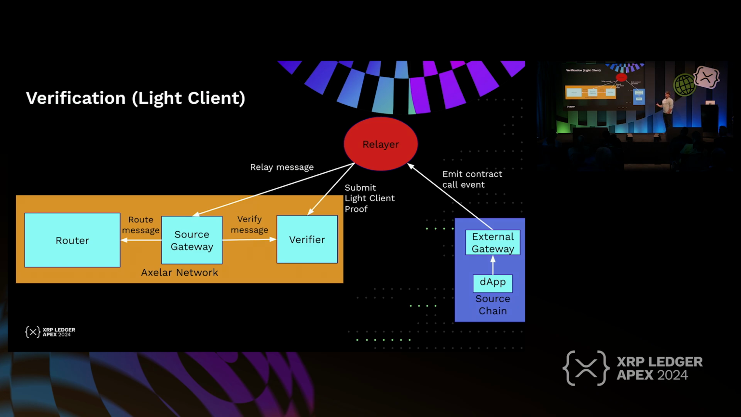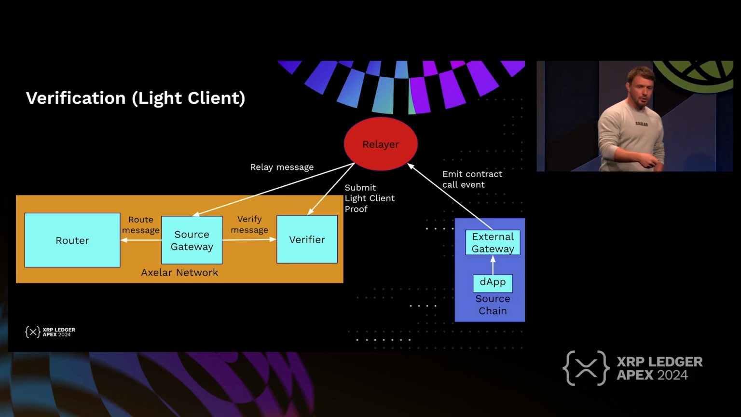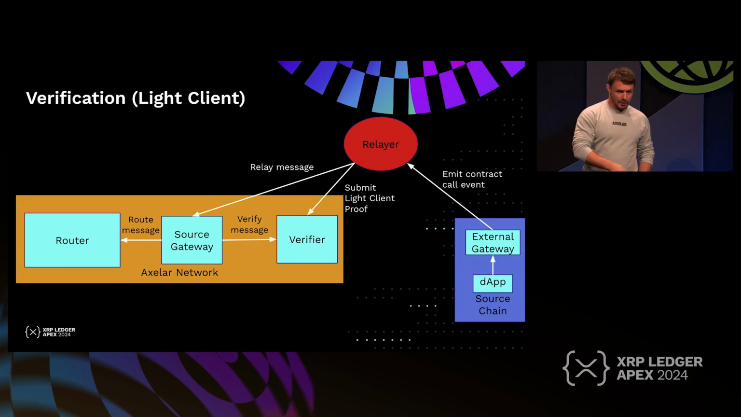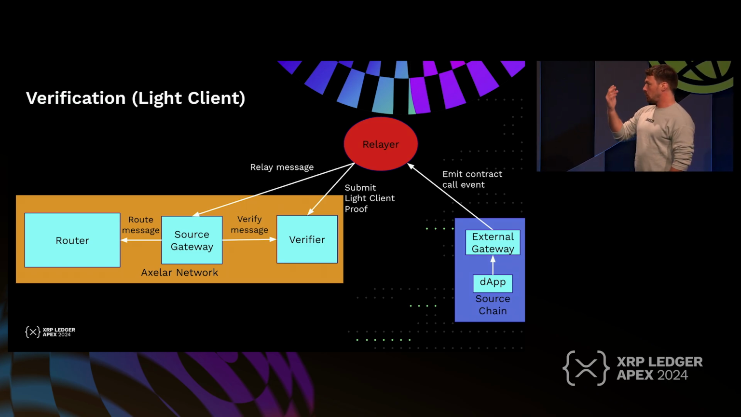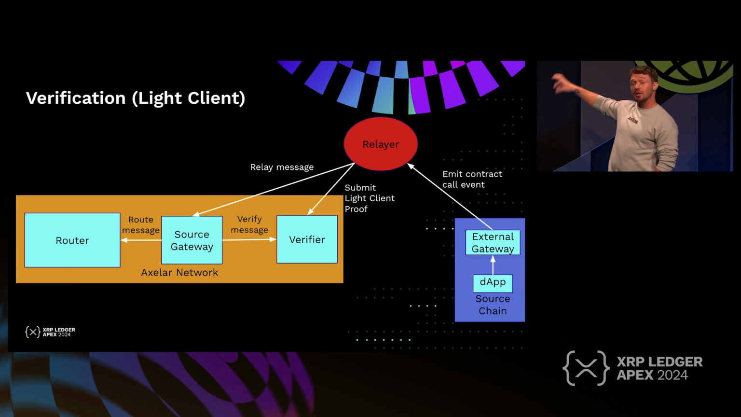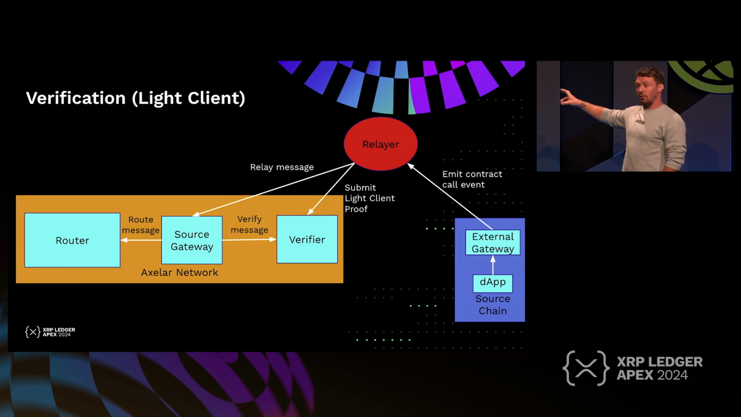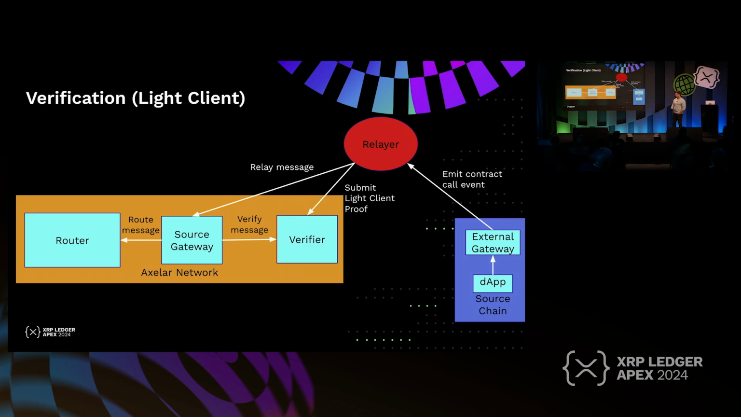In the XRP Ledger example, you could pass it a ledger header and the validator signatures. It would need to know the UNL in some way, and then with a Merkle inclusion proof, it can verify that this transaction occurred. It can sort of understand the other chain, at least enough to verify some transaction occurred. IBC is a light client, right? It's the most common. So you can decide to implement your verifier as a light client.